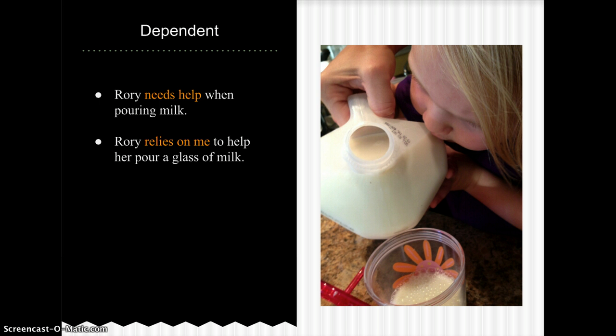Rory relies on me to help her pour a glass of milk. When Rory needs milk for dinner or bedtime, she's not going to be able to get it by herself yet. The milk jug's either too heavy, too high up in the refrigerator, or she would spill it. So Rory is dependent on me to pour milk. She needs me.